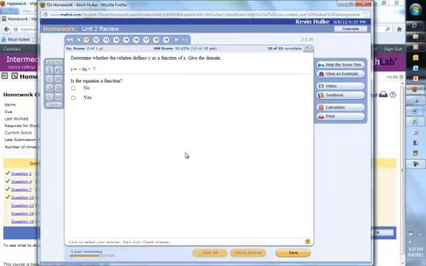Determine if it's a function. Yes, it is. And since it's a function, it's going to be from negative infinity to infinity. Okay, what's f of 2? Well, if you notice, f of 2 is 7.